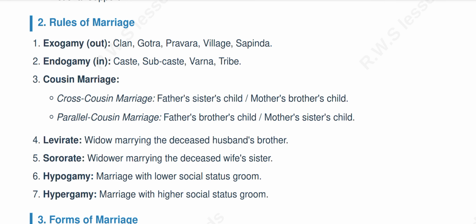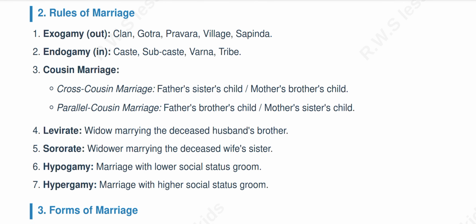In the cross cousin, father and sister are of different gender, male and female. Mother and brother, different gender. But in the parallel, you can see there is the same gender. Father and brother: your father is a male and your brother, meaning your uncle, is a male. Same goes for the other: your mother is a female and her sister is also a female.